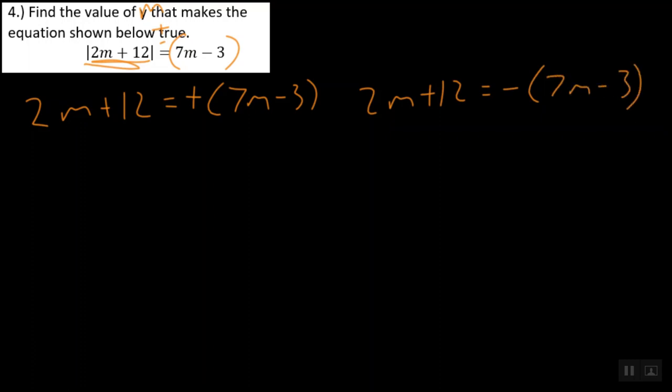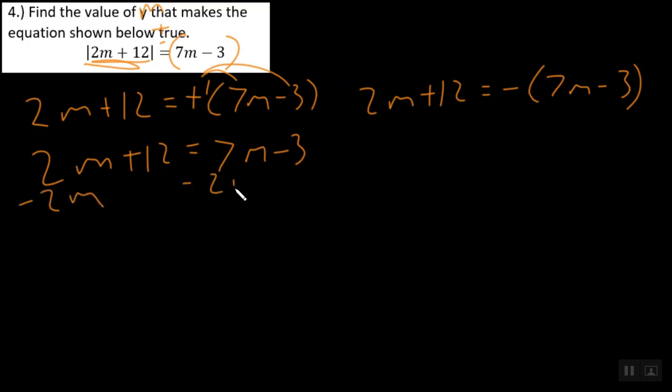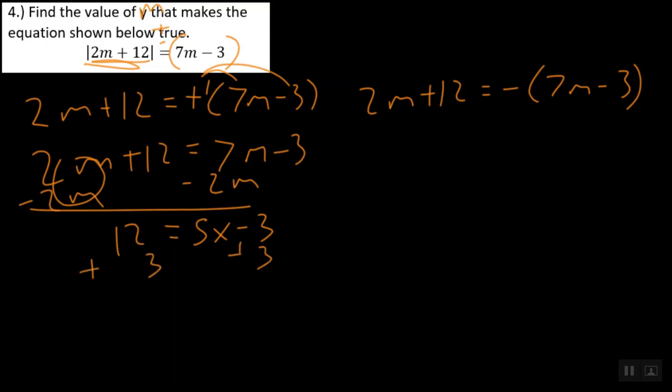Now from here, when you multiply by a positive 1, you really don't change anything. So I can write 2m plus 12 is equal to 7m minus 3. And when I solve for m, of course, I'm going to move the smaller m first. Minus 2m, minus 2m, and I have 12 equals 7m minus 2m is 5m minus 3. I can add 3 to both sides, plus 3 plus 3.